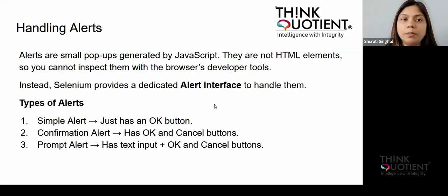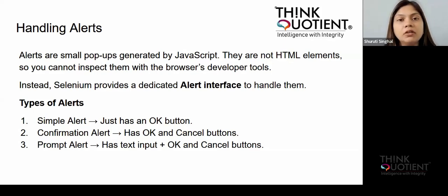The next thing that comes up is alerts. Now, what are alerts? Alerts are small pop-ups that are generated by JavaScript. So they are not HTML elements, and you cannot inspect them with the browser developer tools. To handle them, we have a dedicated interface called the Alert interface. There are three different types of alerts. The very first is a simple alert. A simple alert is a pop-up which just has an OK button. When you press OK, that pop-up closes.